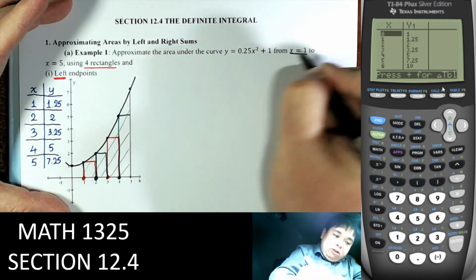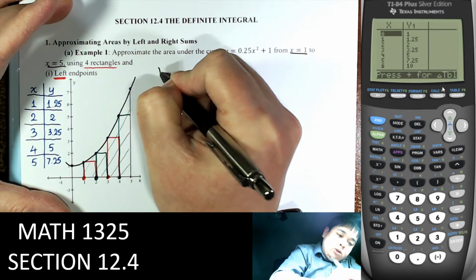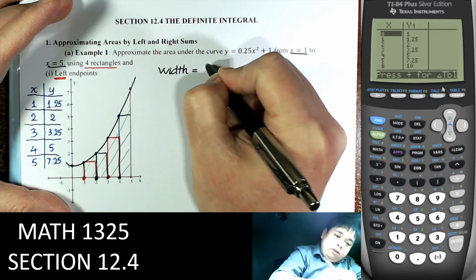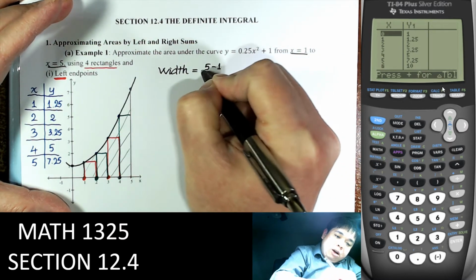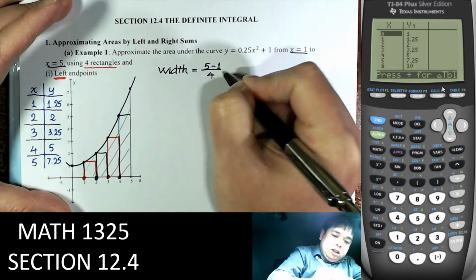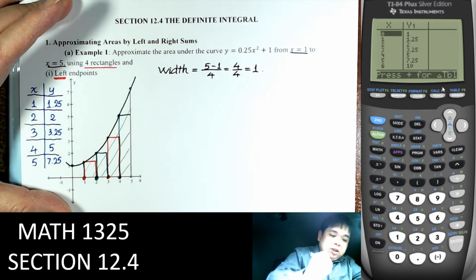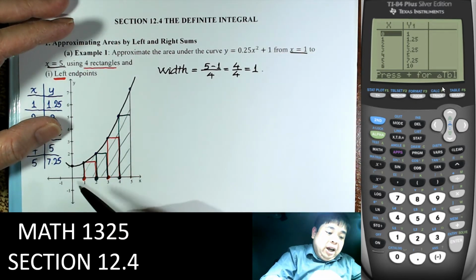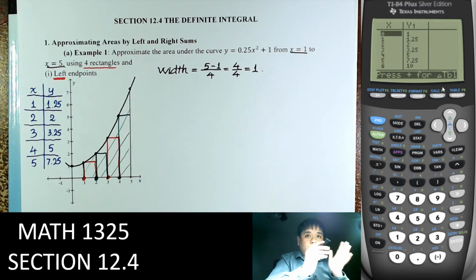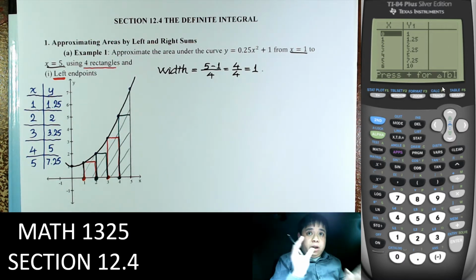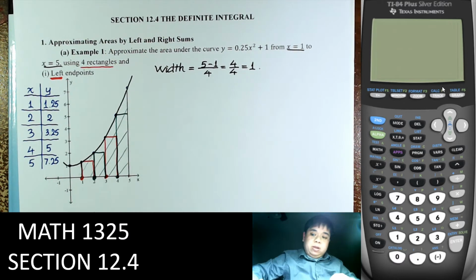we say the width of a rectangle from 1 to 5 with 4 rectangles is equal to 5 minus 1 divided by 4 equal pieces. So that gives us 1. That's why the width is equal to 1. So we go from 1 to 2, 2 to 3, 3 to 4, and 4 to 5. For each subinterval, we use the left endpoint, and we just estimate the area under the curve. So we add the areas of all of those rectangles.